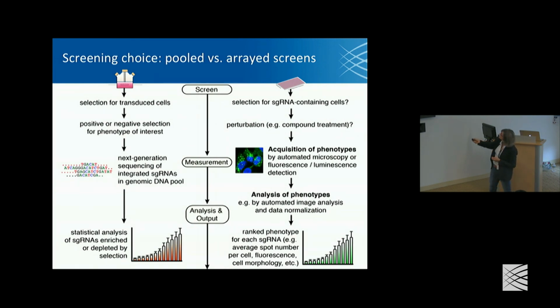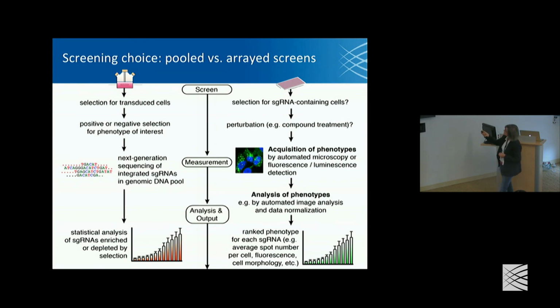Again, in the pooled screen, you have cells growing in big vessels, and you need to select them because most of them are not infected. Then you apply a selective pressure that allows you to enrich or deplete your hit phenotype. At the end of the screen, you collect the cells, extract the gDNA, and extract the barcode that you integrated in the genome. Then you PCR amplify the barcode and submit it for next generation sequencing. In the end, what you're looking for are the guides, the perturbations, that are enriched or depleted over time.